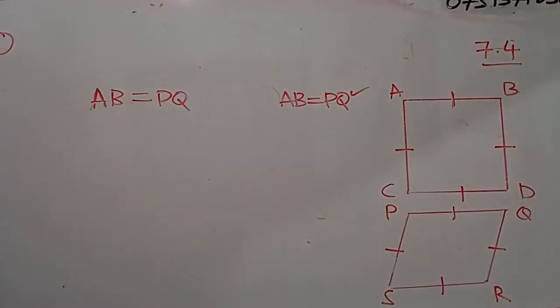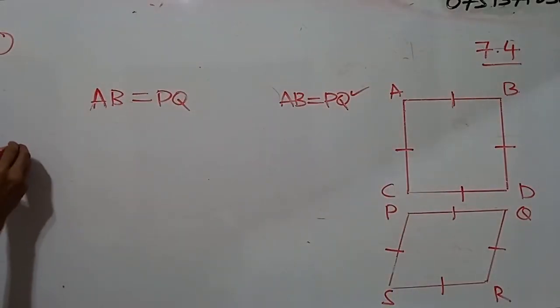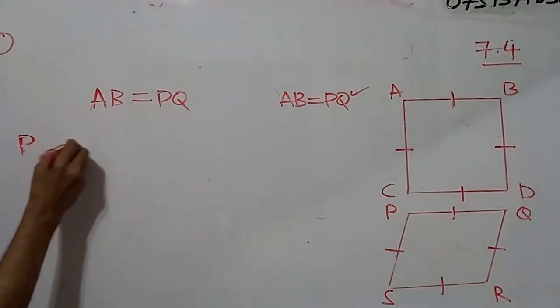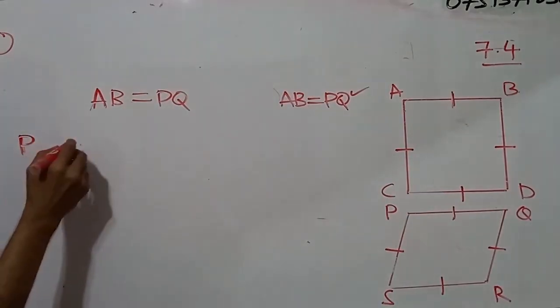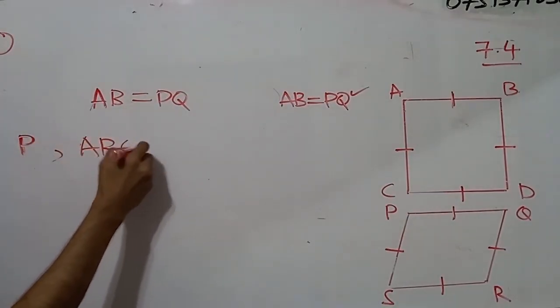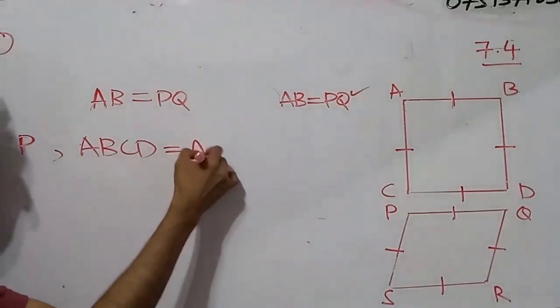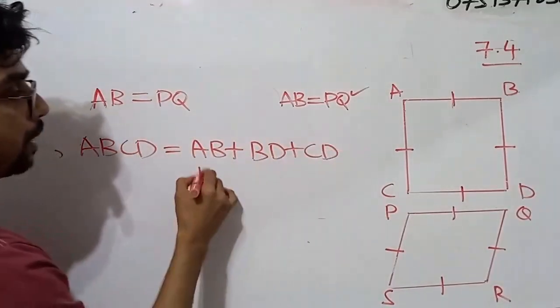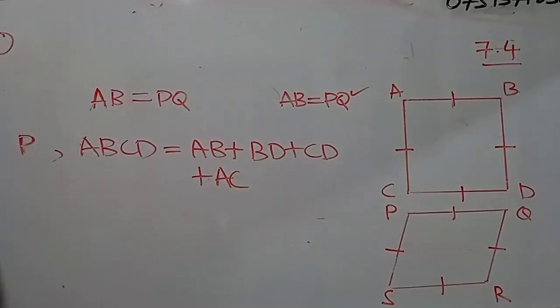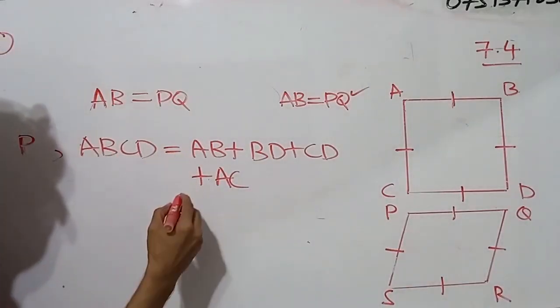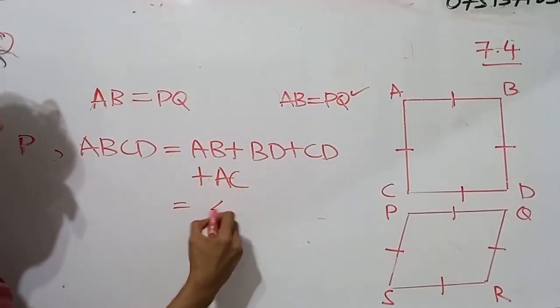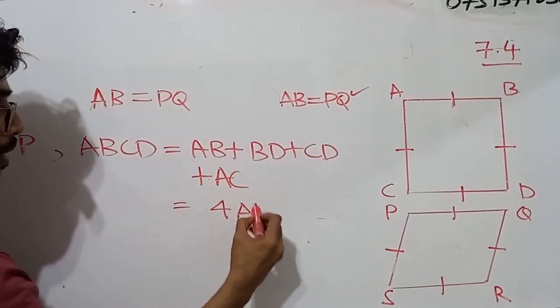Right? So take the perimeter. I'm just going to put capital P here. You know capital P symbolizes the perimeter usually. Perimeter of the square ABCD. What will that be? AB plus BD plus CD plus AC. Right? Or else I can say this is AB plus AB plus AB plus AB. That means 4 times AB.